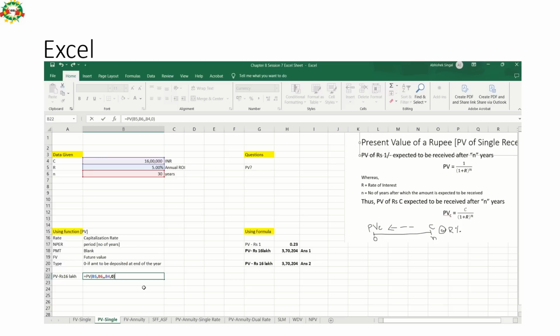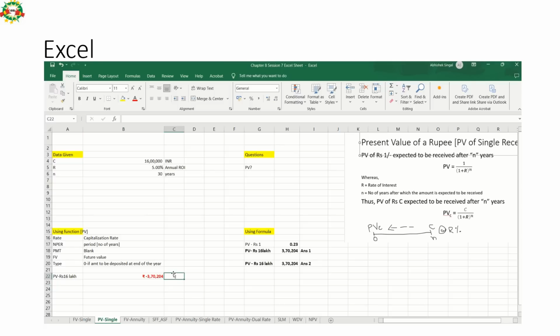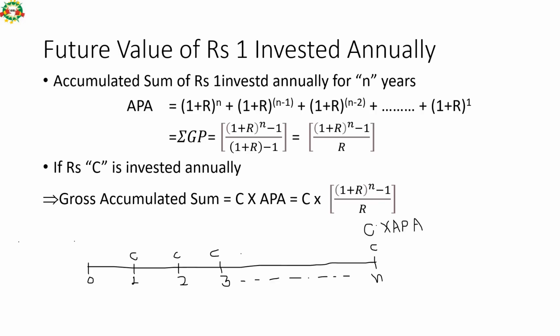Let us see how much is the value. So you see, we got exactly the same amount, 3,70,204. Here you have to ignore the sign, but the answer is the same, correct? So this is answer 1, answer 2, and answer 3. All are the same. Now let us understand the next concept, future value of 1 rupee invested annually.